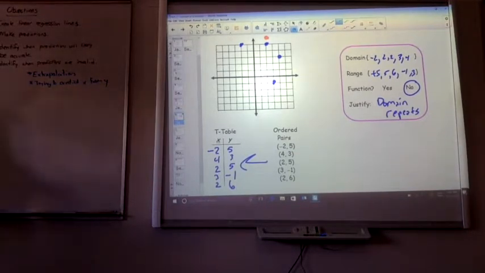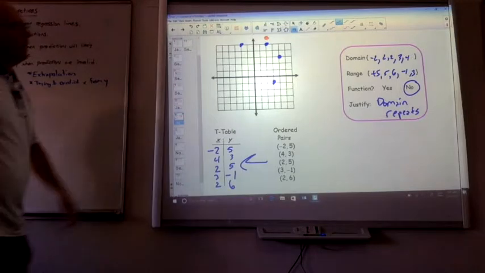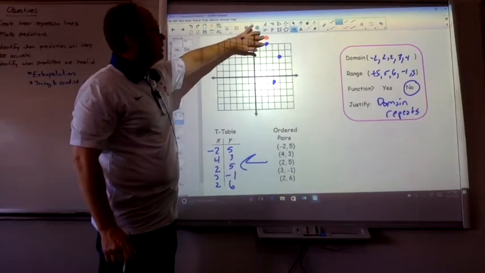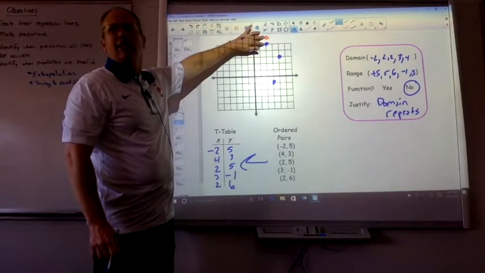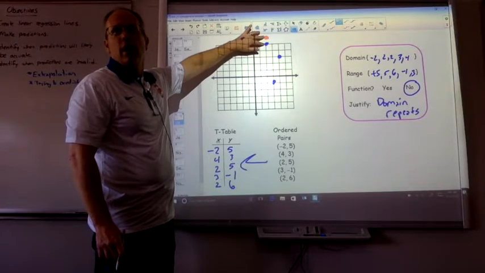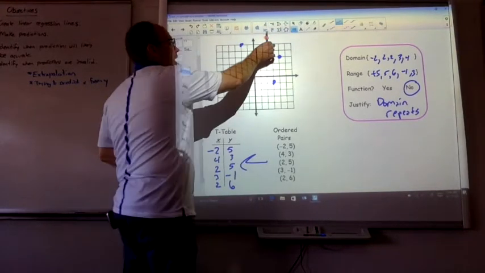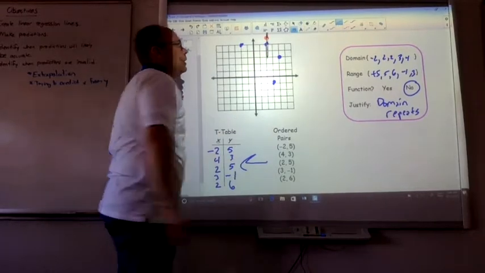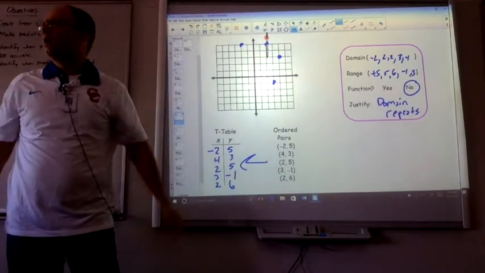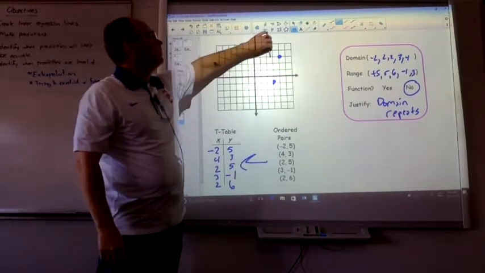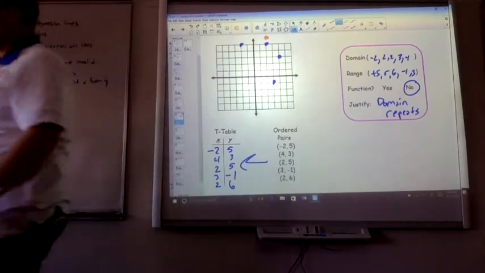And I made the other one red for a reason. Why is that? It's off the chart, and these two are the culprits of why this relation is not a function. Agree? Because if I drew a vertical line in, it's not going to work, right? Cool. Okay.